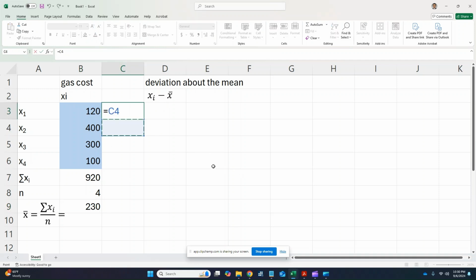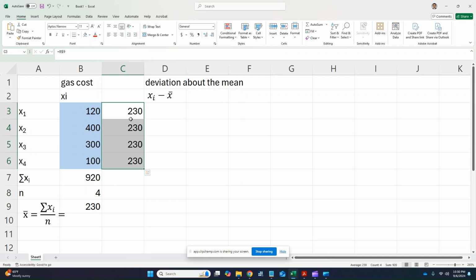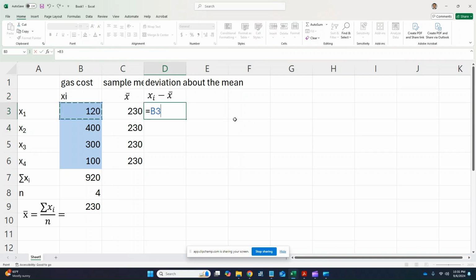I'm going to type this. I'm going to fix the cell so that I can just drag this down to get 230, this number copied here. And this is my sample average. I'm going to write x bar here. That's my sample average, the sample mean. And this column shows the deviation about the mean: every single observation minus the mean.